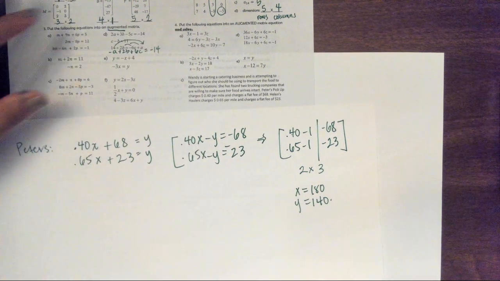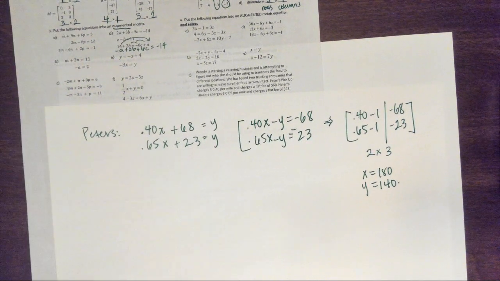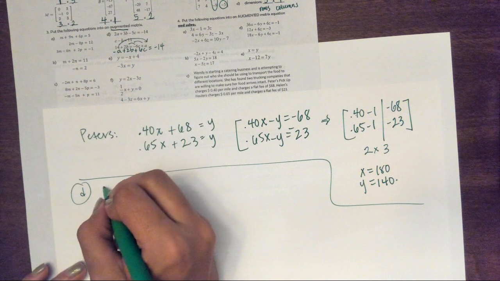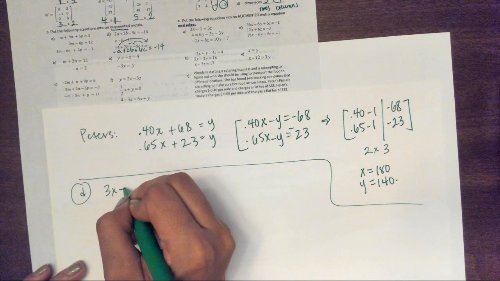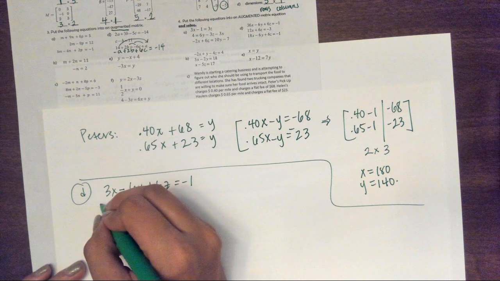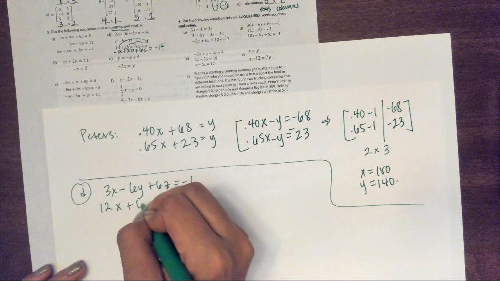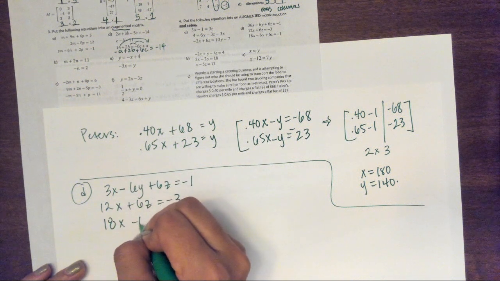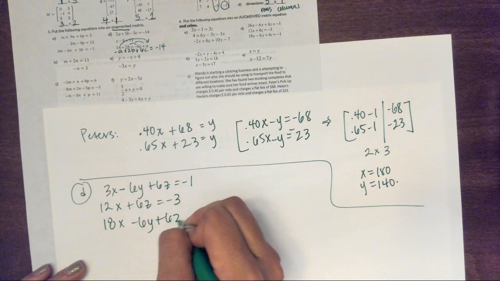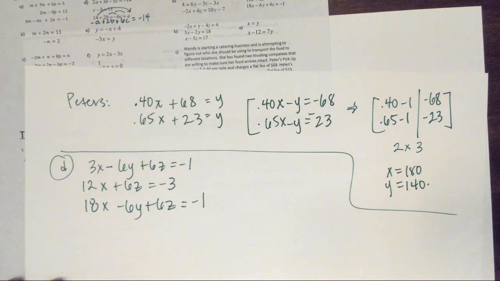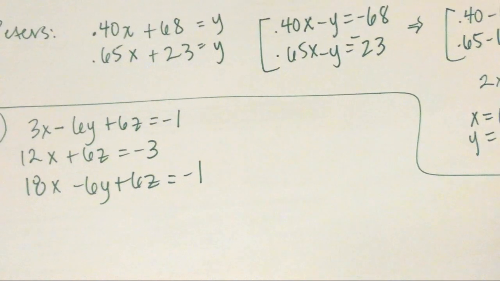Alright, so let's go to D. So we have 36x minus 6y plus 6z equals negative 1. And then you have 12x plus 6z equals negative 3. And then 18x minus 6y plus 6z equals negative 1. So let me go ahead and set it up in my matrix.